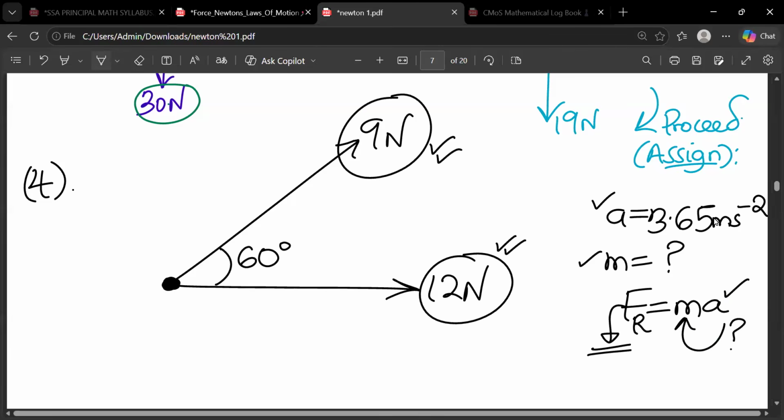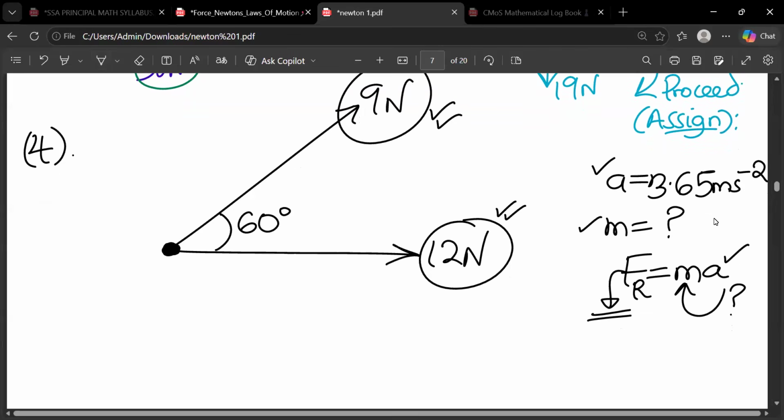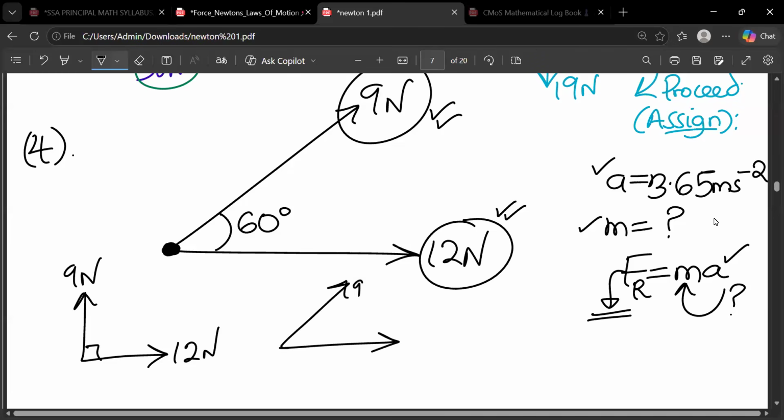Then you'll be like, this is really a different concept. Because I'm used to getting such. Maybe if 12 was here, then 9 was here, then I could use Pythagoras. But then 9 is at an angle. 9 is bending a bit. Can you really just use Pythagoras there? No, you can't. So this is where problems arise.